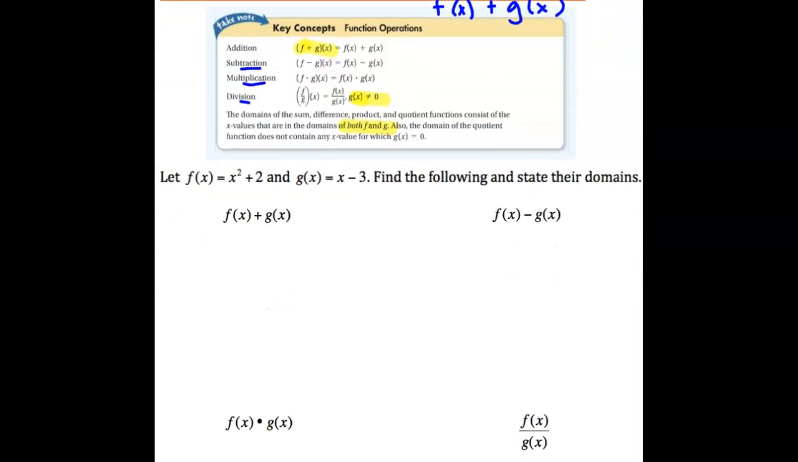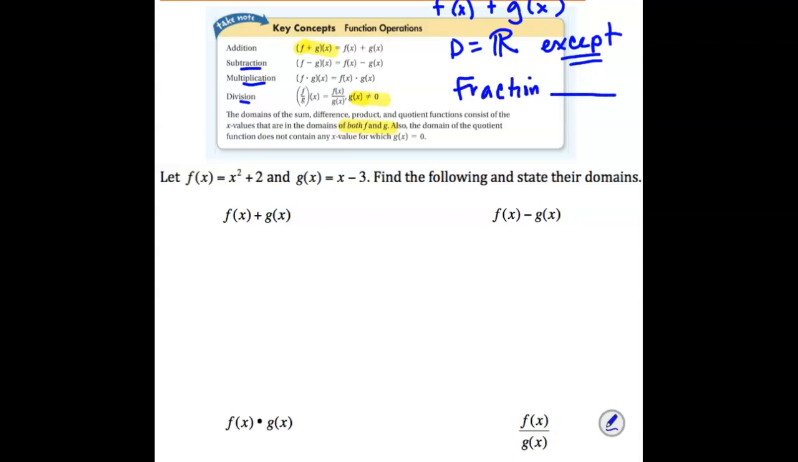All right, so our first example, we have f of x equaling x squared plus 2 and g of x equaling x minus 3. Find the following and state their domains. Typically, the domain is going to be all reals except in two situations. The first one is when we have a fraction. We talked about that. If you have a fraction, you have to make sure the denominator cannot equal 0.